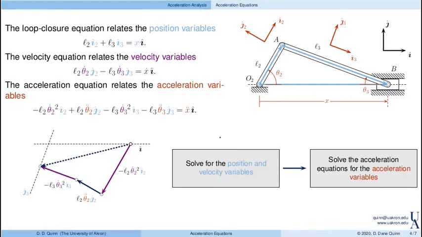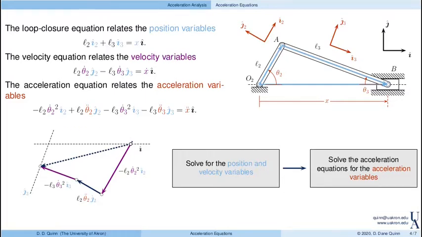So the idea in finding acceleration is that we want to solve for the position and velocity variables, and then solve the acceleration equation for the acceleration variables. This is exactly the same procedure that we went through for velocity. It's now just one more derivative on the loop closure equation. But again, the procedures and the steps that you go through are really very similar, right?